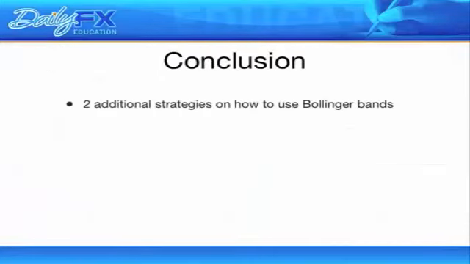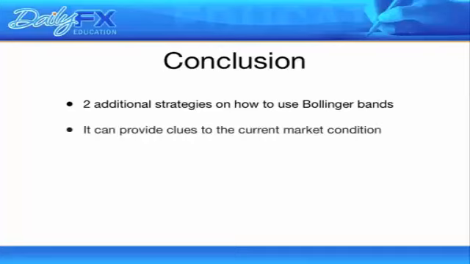So there you have it. 2 additional strategies on how you can use the Bollinger Bands in your trading, and how it can be used in different market conditions. Since the Bollinger Band indicator has a volatility filter included in it, it can even provide clues to the current market condition.